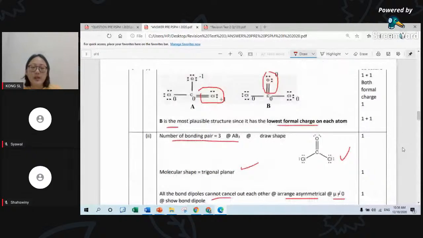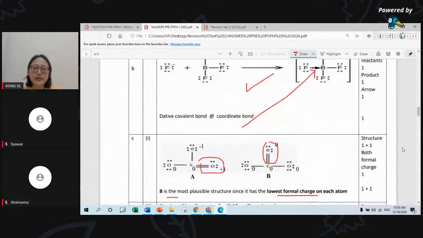If you ask me, among all these chapters, which chapter is the easiest one? Chapter 4. Okay, chapter 4 is the easiest one, because it is just drawing and explanation, and all the explanation and the drawing steps are exactly the same.